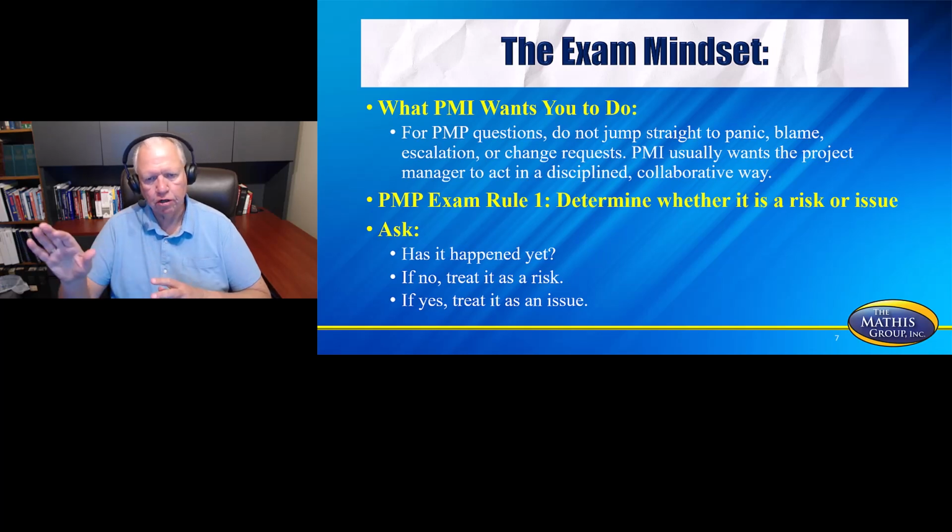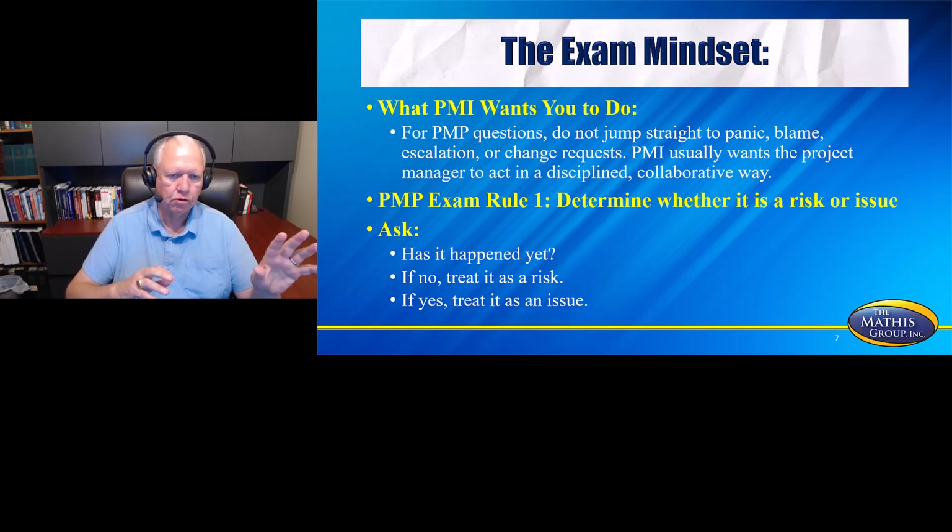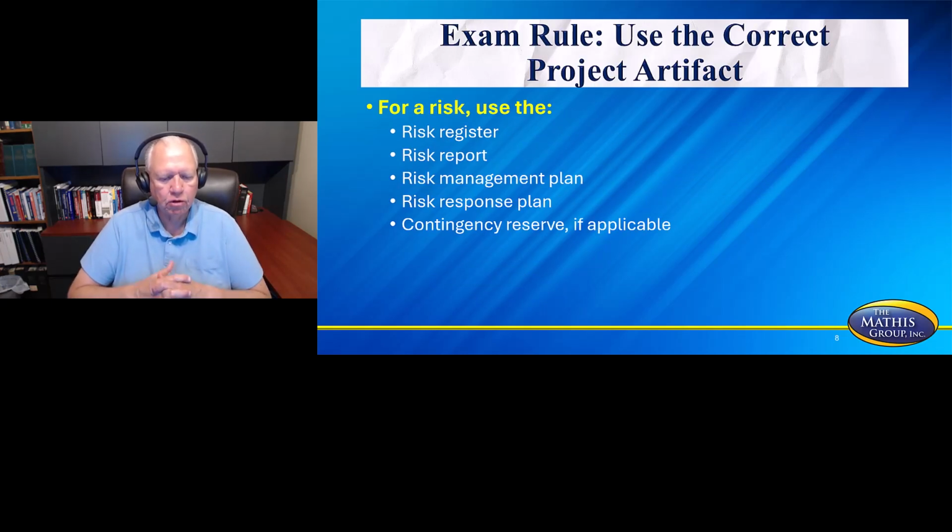And so an issue is going to go to the issue log, a risk is going to go to the risk register. And so you're going to separate those two right there in documentation. Exam rule also, use the correct project artifact.